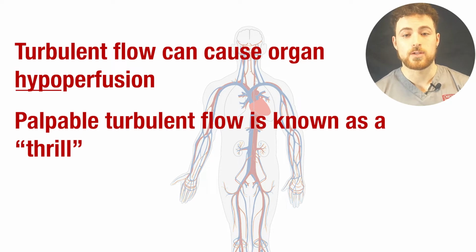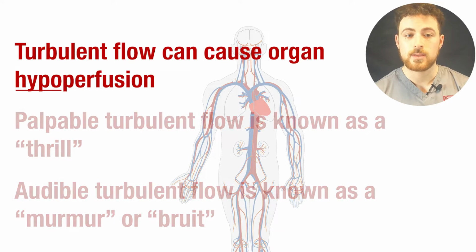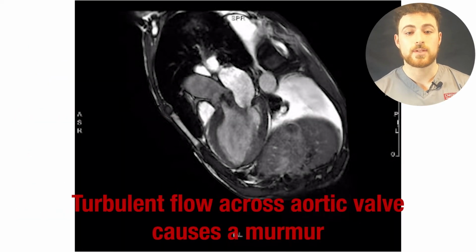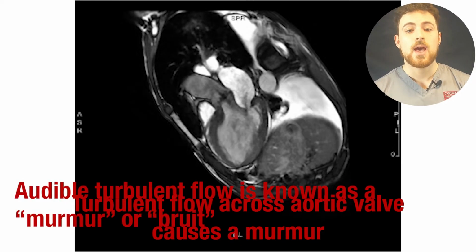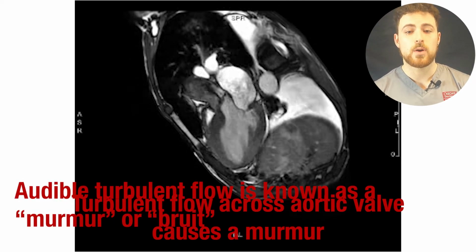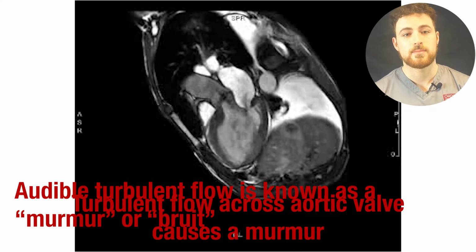Turbulent flow through larger vessels creates vibrations that can sometimes be felt at the body surface, known as a thrill, or heard with a stethoscope, known as a murmur or a bruit. These signs can be useful for diagnosing critical narrowings of blood vessels or heart valves, and they also form the basis of most of the ways in which we actually measure the blood pressure.